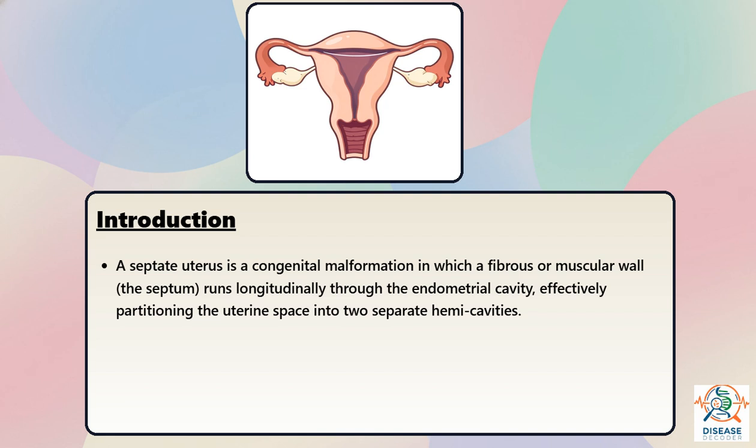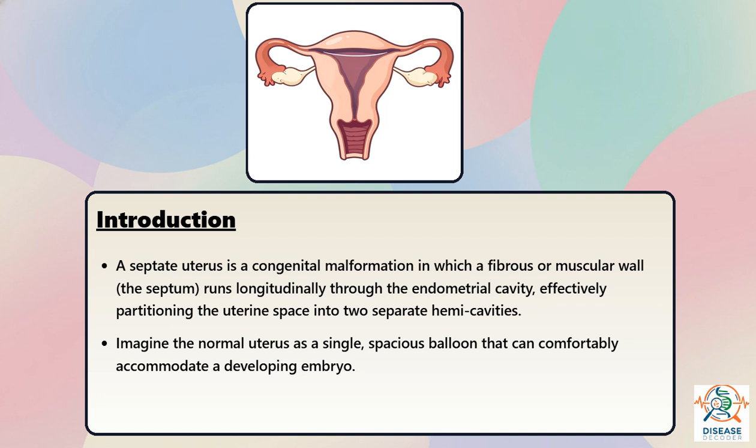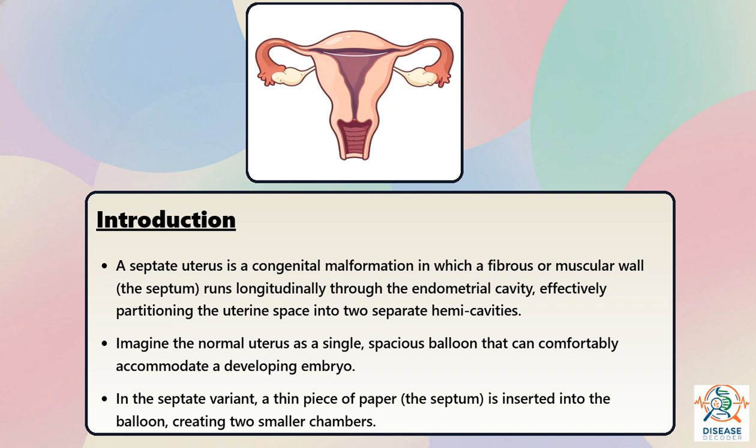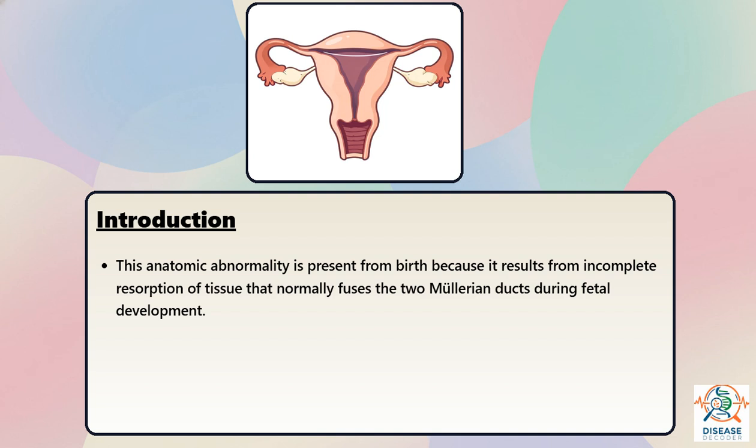A septate uterus is a congenital malformation in which a fibrous or muscular wall called the septum runs longitudinally through the endometrial cavity, effectively partitioning the uterine space into two separate hemicavities. Imagine the normal uterus as a single, spacious balloon that can comfortably accommodate a developing embryo. In the septate variant, a thin piece of paper called the septum is inserted into the balloon, creating two smaller chambers. This anatomic abnormality is present from birth because it results from incomplete resorption of tissue that normally fuses the two Mullerian ducts during fetal development.